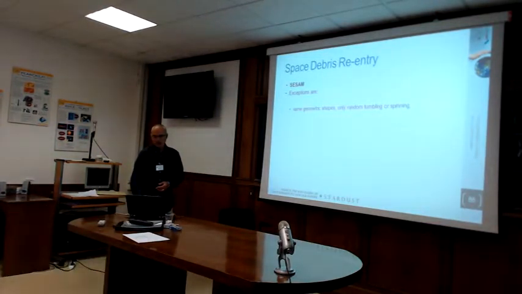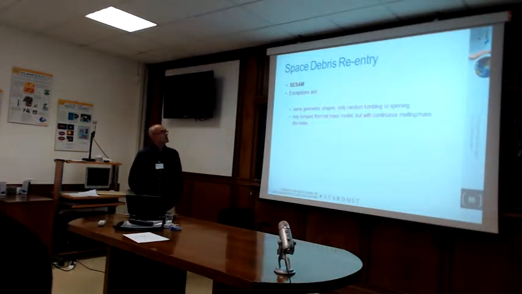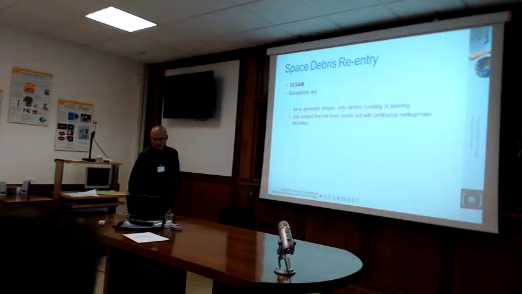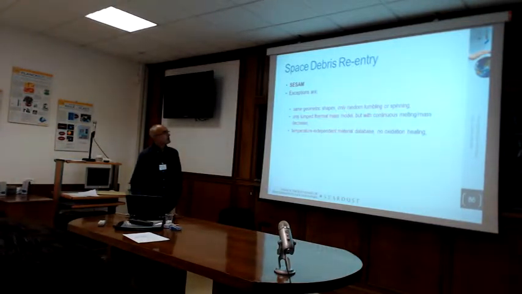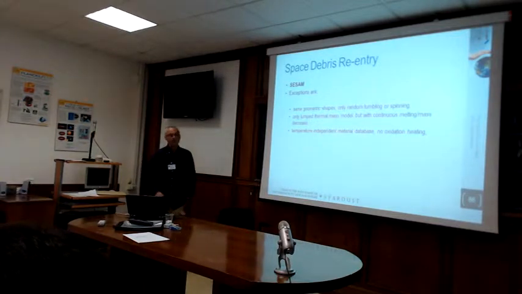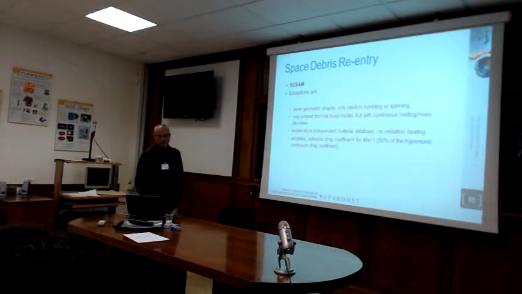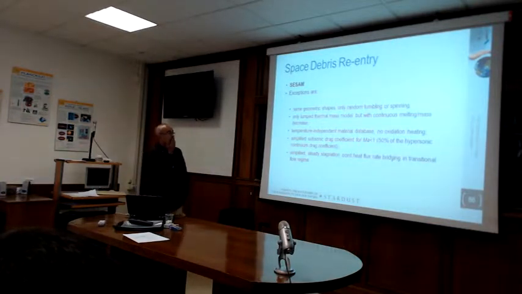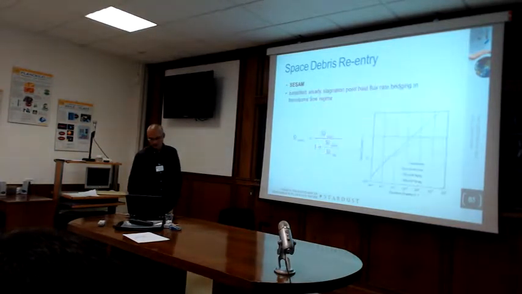For example, the elementary shapes that are considered are only tumbling or spinning. There is the lumped thermal mass model, but with a different melting model. The material database is temperature independent, so simplified, with no oxidation, and they have a simplified subsonic drag coefficient, which is just 50% of what is found for the hypersonic. And there are also simplified models for the steady stagnation point flux.